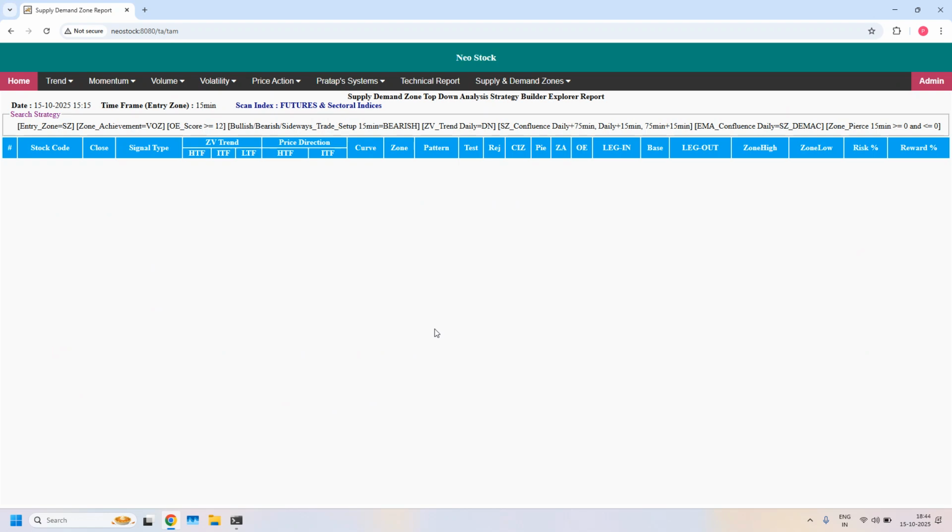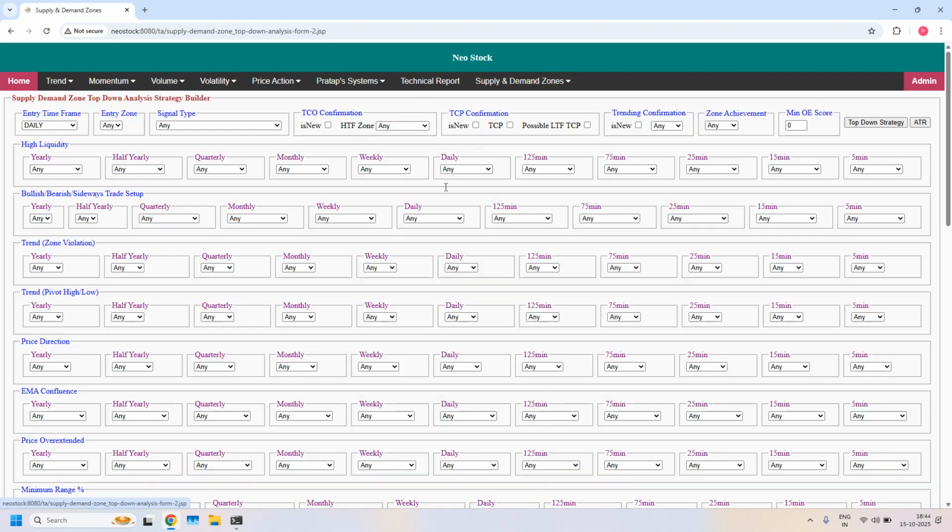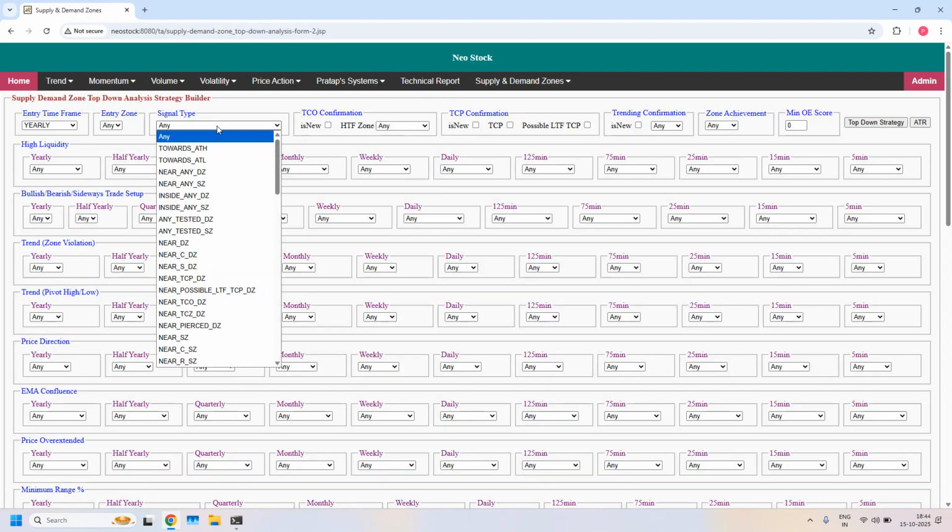15-minute supply zones from our reports. So this is all the 3 income trade reports. Next I will generate finding the stocks near demand and supply zones for different time frames, starting with the yearly.